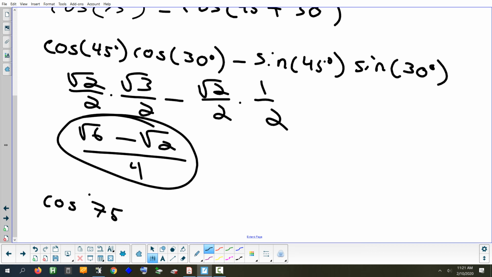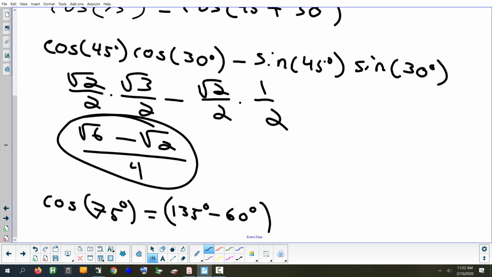Now, I'm not going to go through the whole thing, but anyone think they could tell me how to write 75 as a difference? 135 minus 60. Let's see, it looks good. 135 is a multiple of 45, and 60 is a multiple of 30.